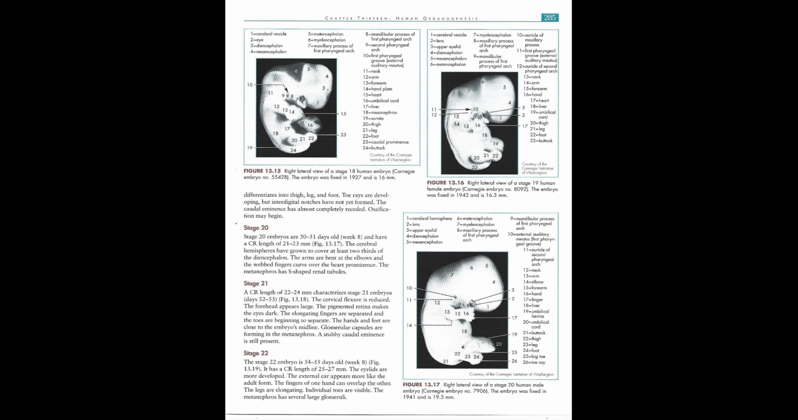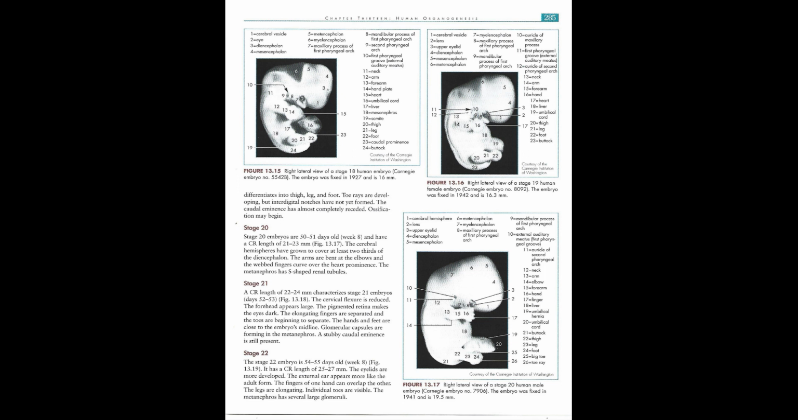Stage 20. Stage 20 embryos are 50 to 51 days old, week 8, and have a CR length of 21 to 23 millimeters, Fig 13.17. The cerebral hemispheres have grown to cover at least 2/3 of the diencephalon. The arms are bent at the elbows and the webbed fingers curve over the heart prominence. The metanephros has S-shaped renal tubules.